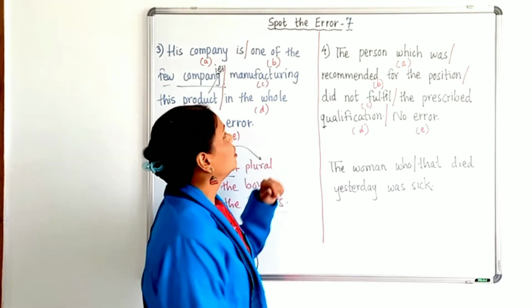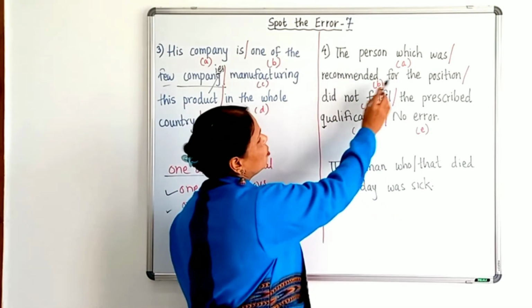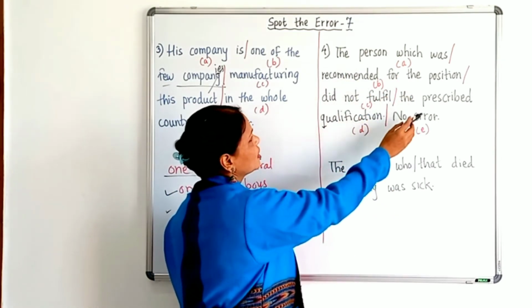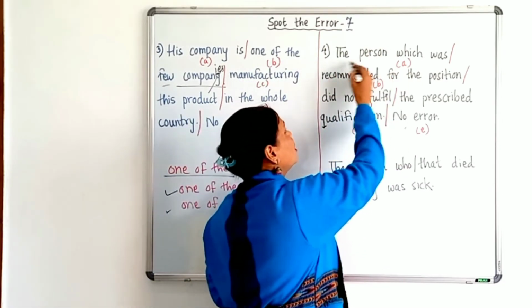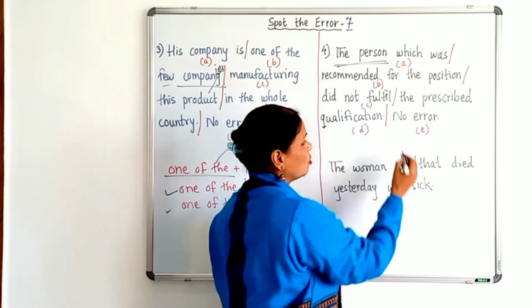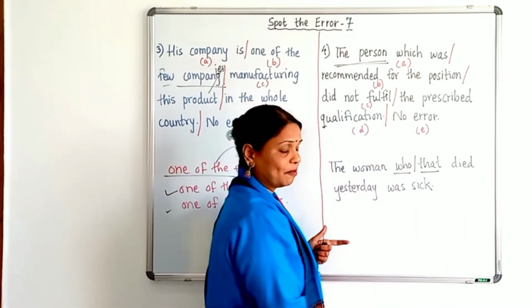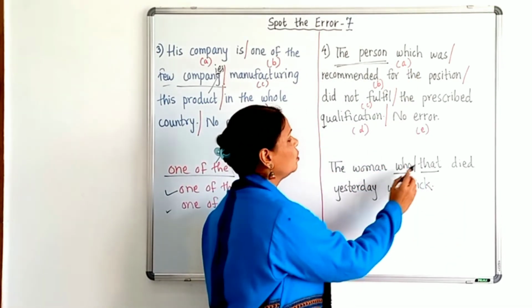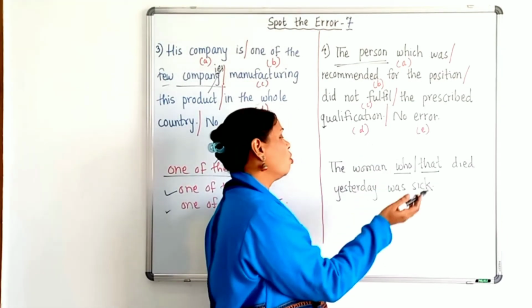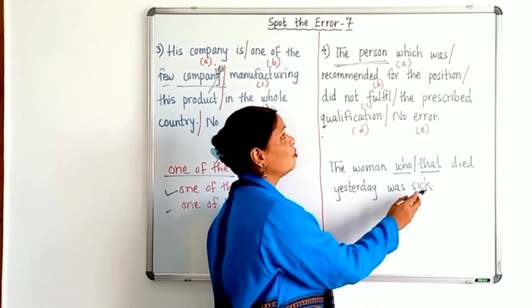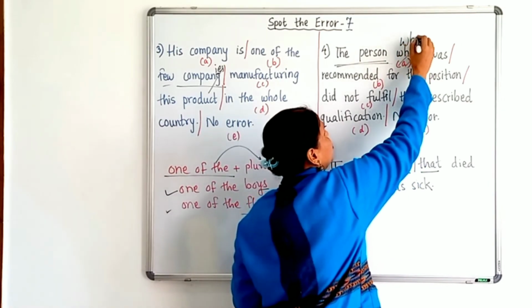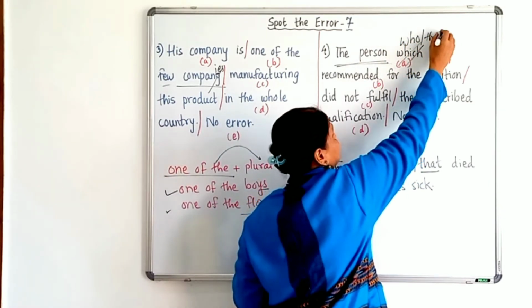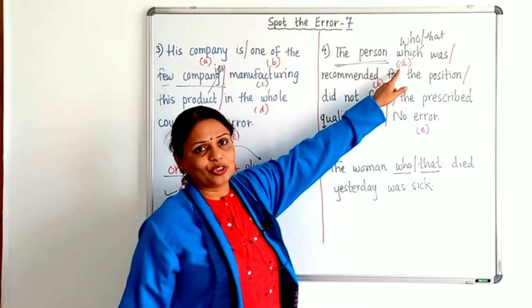Sentence number 4. The person which was recommended for the position did not fulfill the prescribed qualification, no error. Always remember, for the person, we take the relative pronoun who or that. For example, the woman who died yesterday was sick, or the woman that died yesterday was sick. So instead of which, we need to take either who or that. So the error lies in section A.